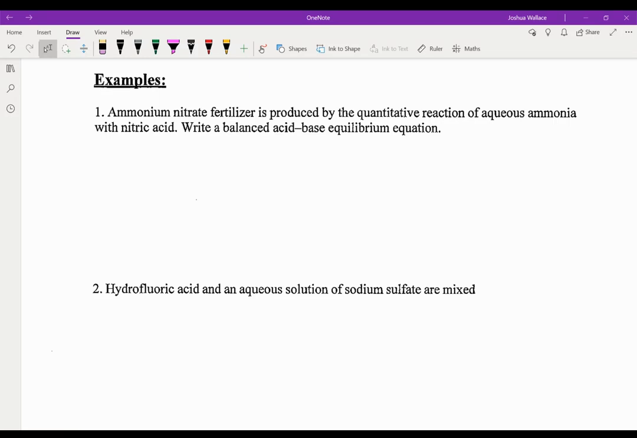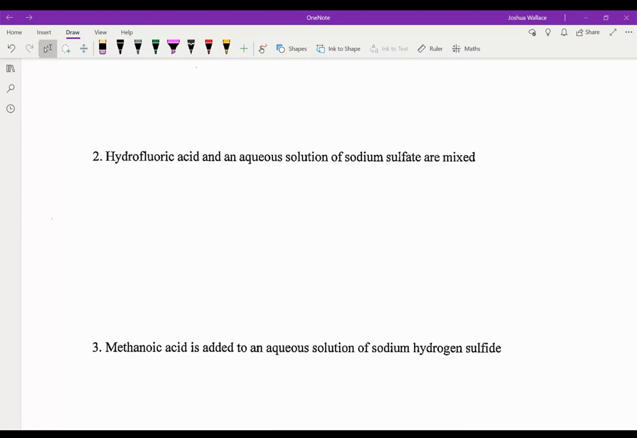I'm going to do one of them though, in which we have hydrofluoric acid and an aqueous solution of sodium sulfate mixed. So we have hydrofluoric acid, which is HF. Acids are aqueous. We have sodium sulfate. When we have an ionic compound, we're going to split the ion up into cations and anions. So we have Na+, we have SO4 2-, aqueous. We have H2O, which is liquid.